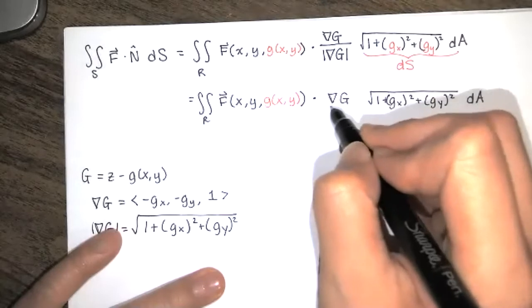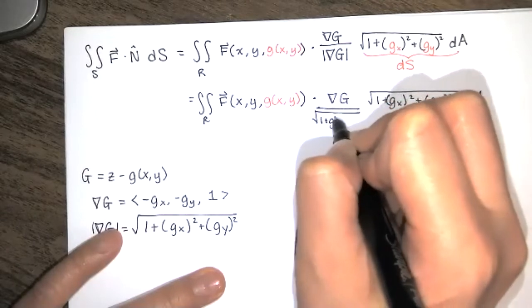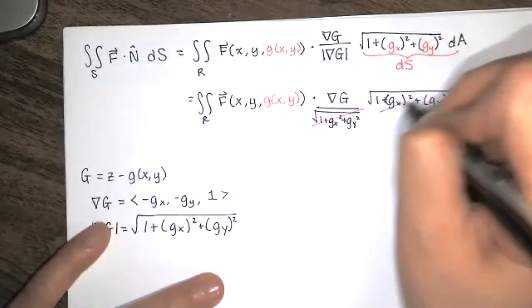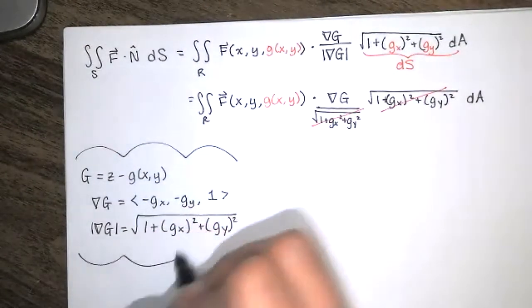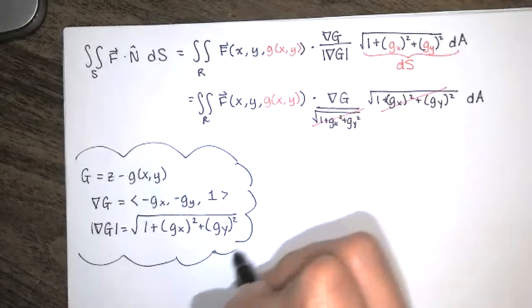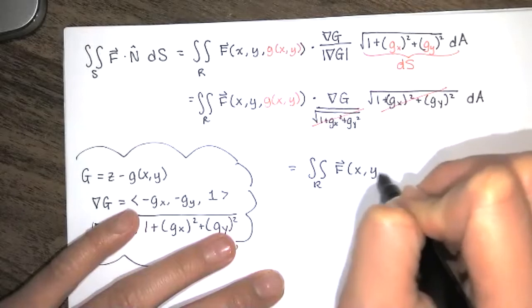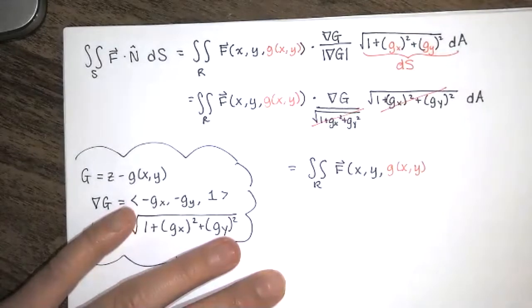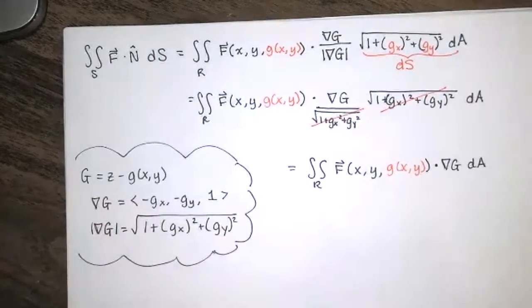So I've got that. And then this is divided by, well, exactly the same thing. And check it out, they cancel. And so what do we get? What's the version that we actually use? We don't use that version. This is it. You take the double integral over R of your field, evaluated in terms of x and y. And then you multiply by the gradient of capital G. That's it. It's actually super simple.